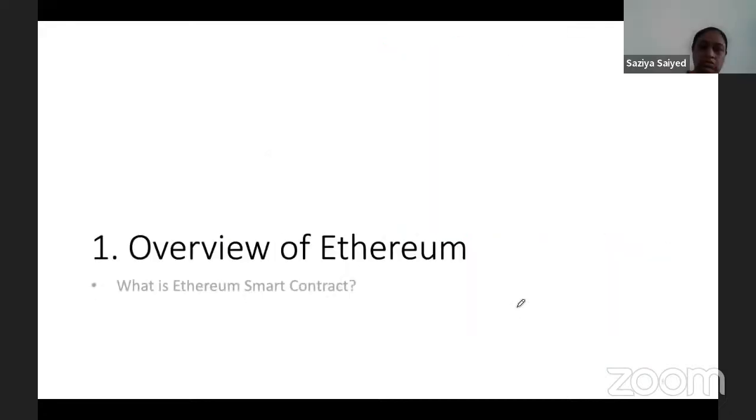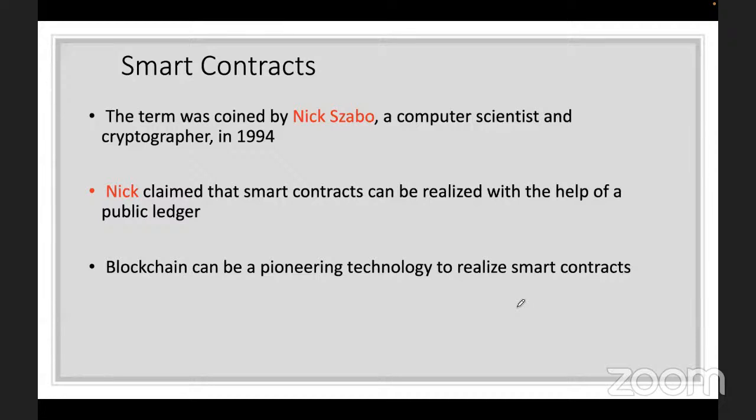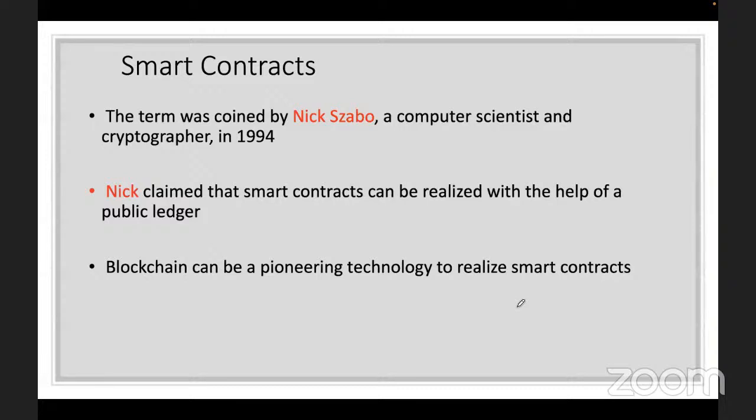So now, first we will see what is Ethereum. If you just Google it, you will find that the community is now more supportive of this Ethereum platform. Why? The reason is very simple: it is an open source platform which gives you features where, if you want to write your smart contract, you can write it easily.